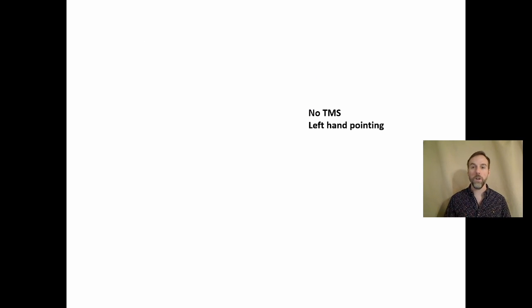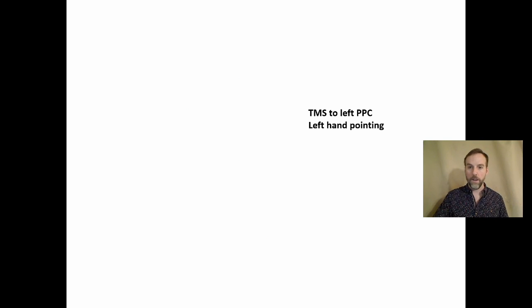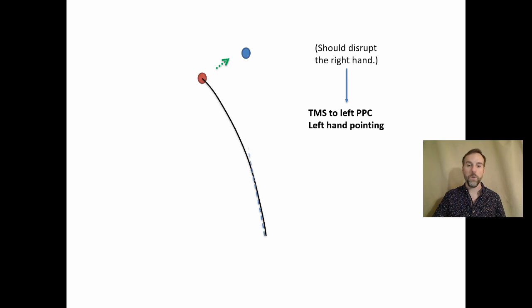So two more conditions here. These are more control conditions. So no TMS, and this is your left hand. And the left hand can make fast automatic corrections just like your right hand. Now we're going to TMS your left posterior parietal cortex, which should interfere with your right hand, but here we're looking at the left hand, which it should not interfere with, so we should still see fast automatic corrections, and we do. So if the target jumps, you can still correct to either location. So this is a control just showing that the posterior parietal cortex has a contralateral organization. If we stimulate the ipsilateral side, the same side as the hand you're using, it doesn't disrupt your fast automatic corrections because they're mediated by the contralateral hemisphere.